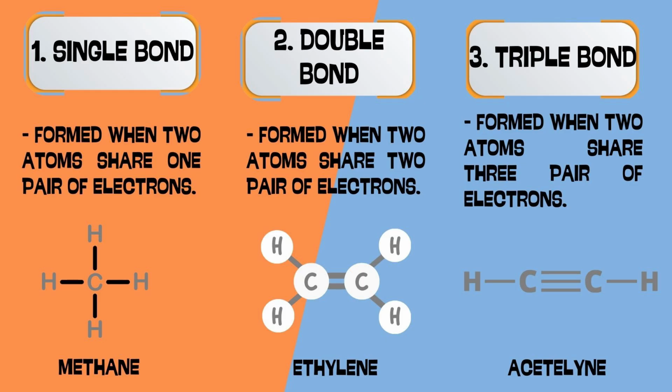And here, we have the single bond, double bond, and triple bond. A single bond is formed when 2 atoms share 1 pair of electrons, representing 1 dash in its illustration. While the double bond is formed when 2 atoms share 2 pairs of electrons, representing 2 dashes between 2 carbons. The triple bond is formed when 2 atoms share 3 pairs of electrons, representing 3 dashes between 2 carbons. With that, based on the illustration, can you guess what type of carbon bond is the strongest?